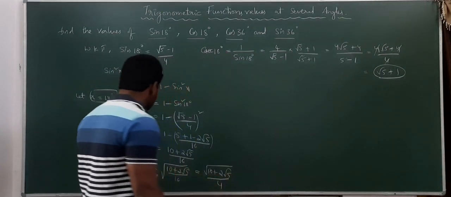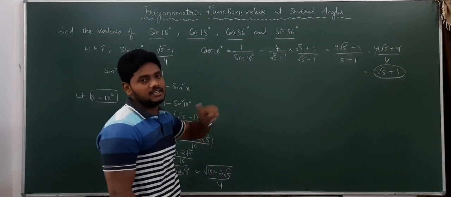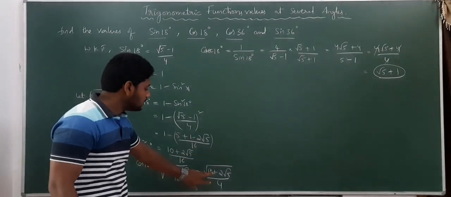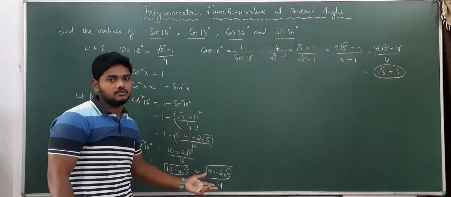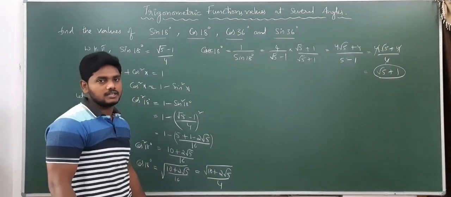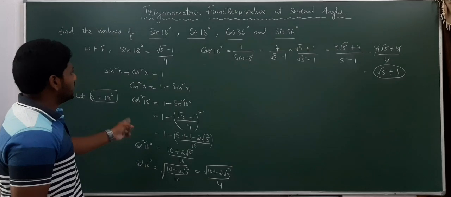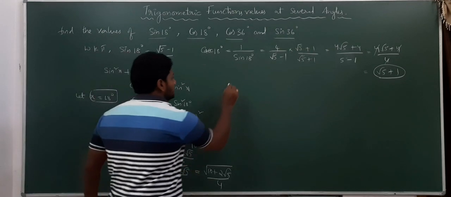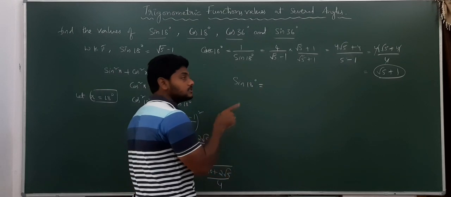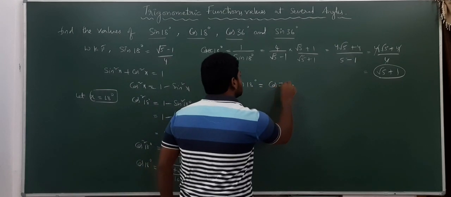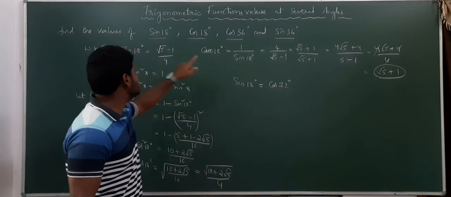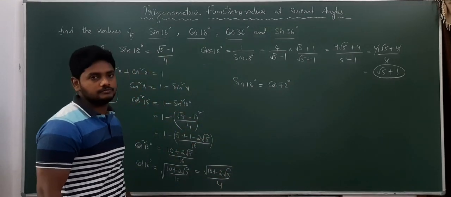Like that, this is cosecant 18 degrees. If it is cos 18, how to find secant? Take the reciprocal and multiply and divide with this root 10 plus 2 root 5, you will get it. Understand? And again, if you know sine 18 degrees, that sine 18 degrees is also equal to cos 72 degrees, right? That means cos 72 degrees value is also equal to root 5 minus 1 by 4.